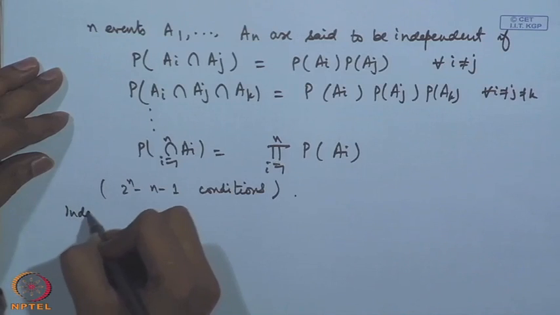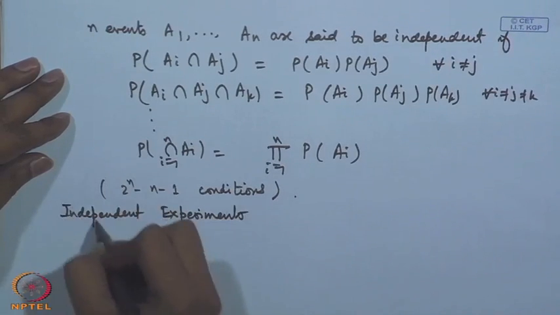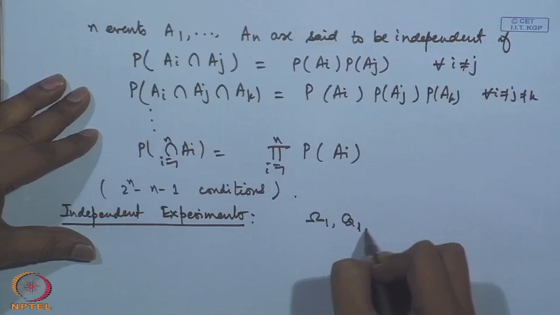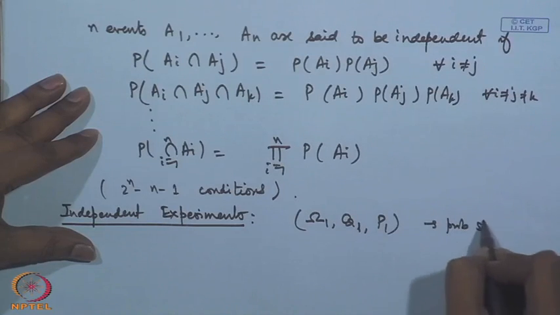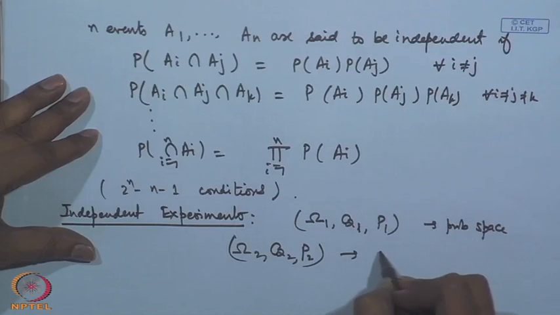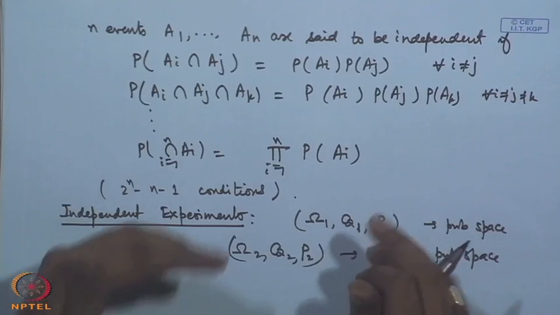We also consider what is known as independent experiments. So, here we have, say, omega 1, B 1, P 1 as one probability space and another probability space is omega 2, B 2, P 2. This is another probability space. So, for example, it could mean that we are looking at the longevity of persons in a particular country, say India, and then we consider the longevity of persons in a country in Europe, say, for example, France.